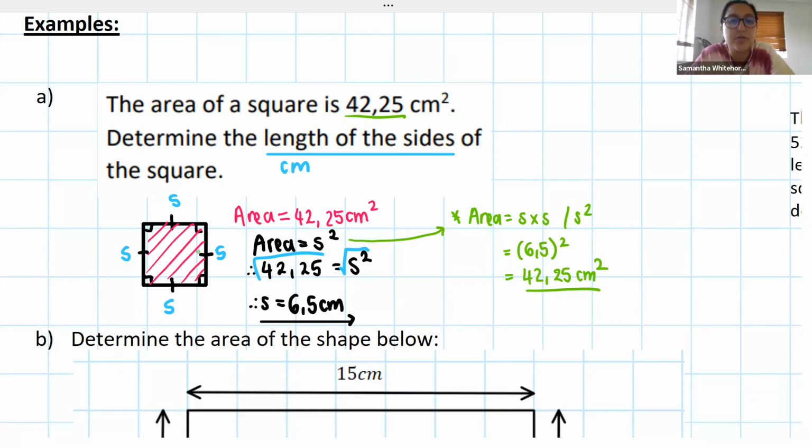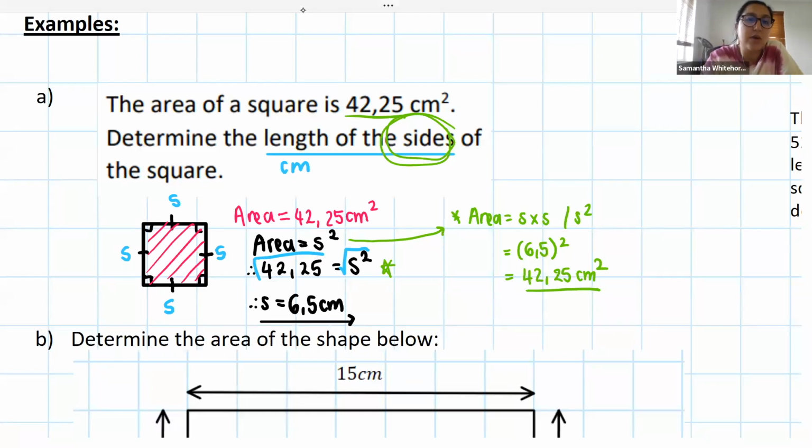All right, so again, the type of question that you can be asked to do. Got a question here, please repeat from the line number 3. So I'm assuming this is line number 3 over here. So what we have is 42,25 is equal to side squared. Remember, we're looking for the side length. We're not looking for the side length squared.